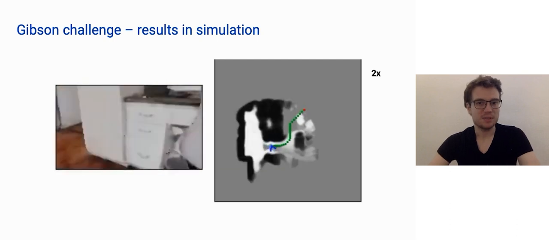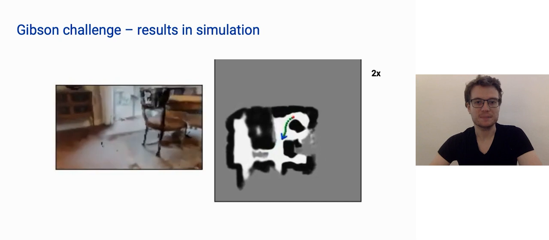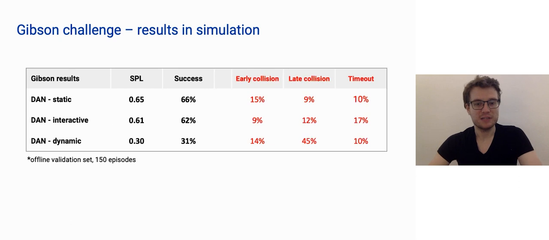So this is an example of our agent navigating in a previously unseen environment. In simulation, we obtain 62 to 66% success on our validation set. When the robot succeeds, it's typically also close to the optimal path. Looking at our failure cases, a significant number of trials involved collisions with objects very near the initial state, which are very hard to avoid. The rest of the failures were either collisions or not reaching the goal in time.